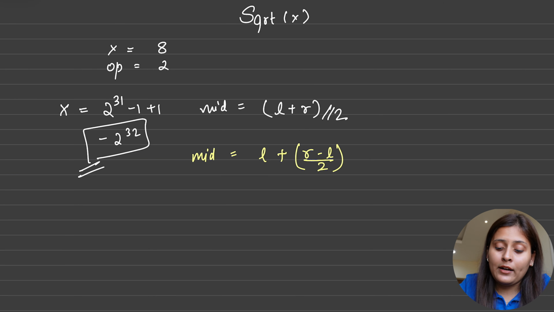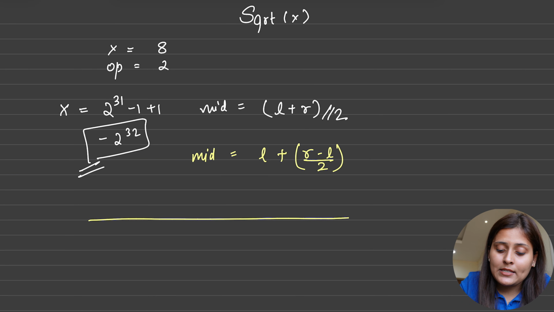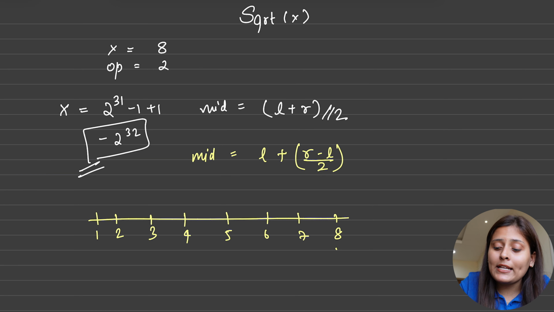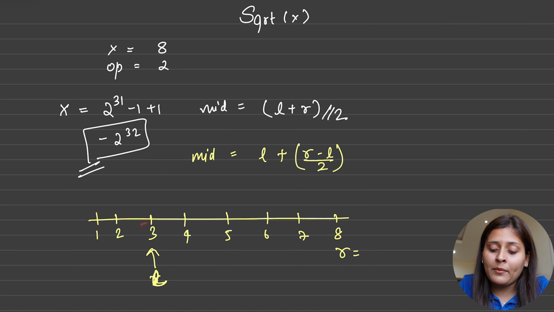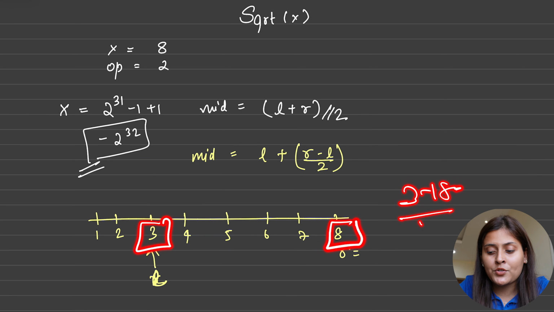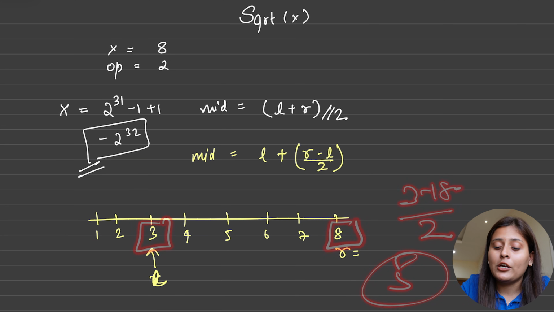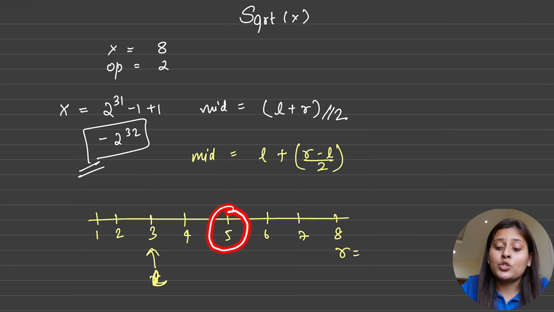Why this? Let's understand this on a number line. Suppose right is somewhere at the 8th location, and our left is at the 3rd index. I want to calculate the middle element, and the middle element for 3 and 8 will be 3 plus 8, which is 11, divided by 2, which is 5.5, meaning 5. So this will be our middle element. So left plus right divided by 2 will also give you the middle element.